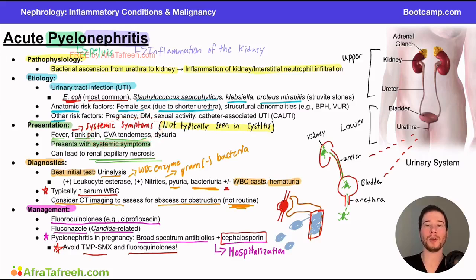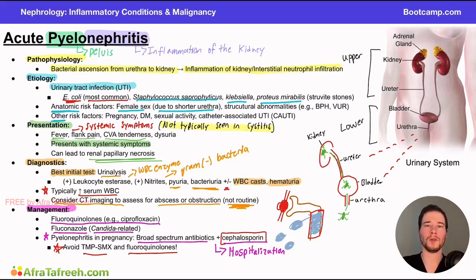But in pelvic inflammatory disease, although it would share the fever, it's more likely to have something called cervical motion tenderness, which is severe pain with the pelvic exam itself. It's less likely to present with the CVA tenderness or the pain in the flank region, which is more likely to involve the kidneys, more likely to be the pyelonephritis.